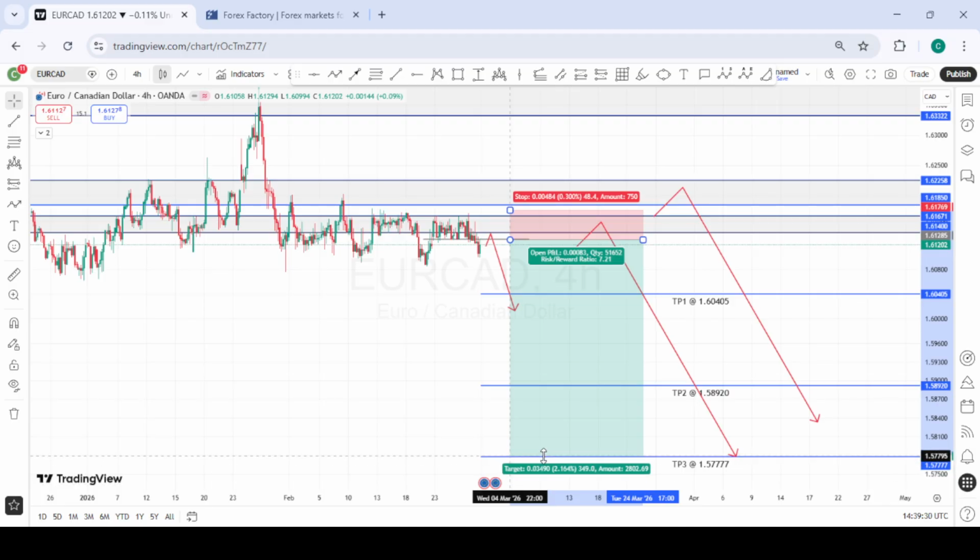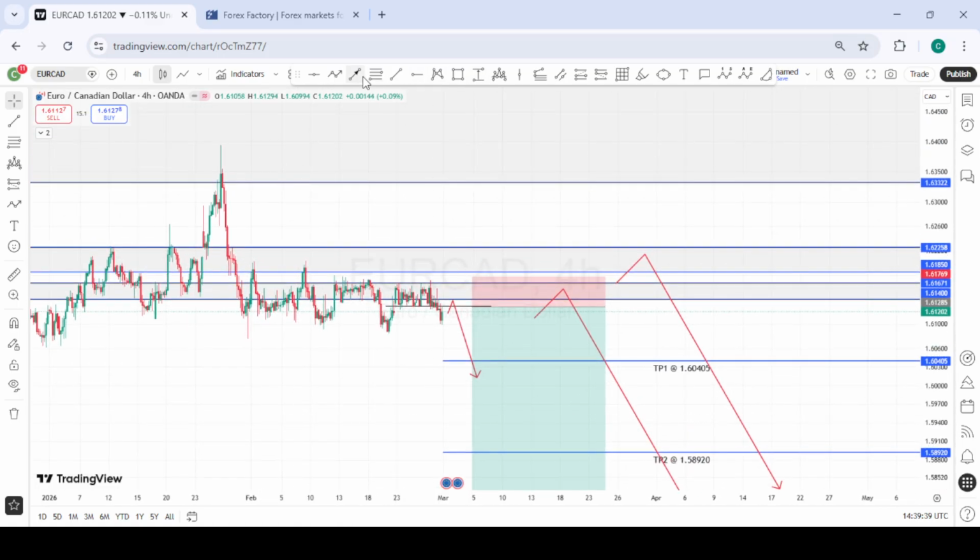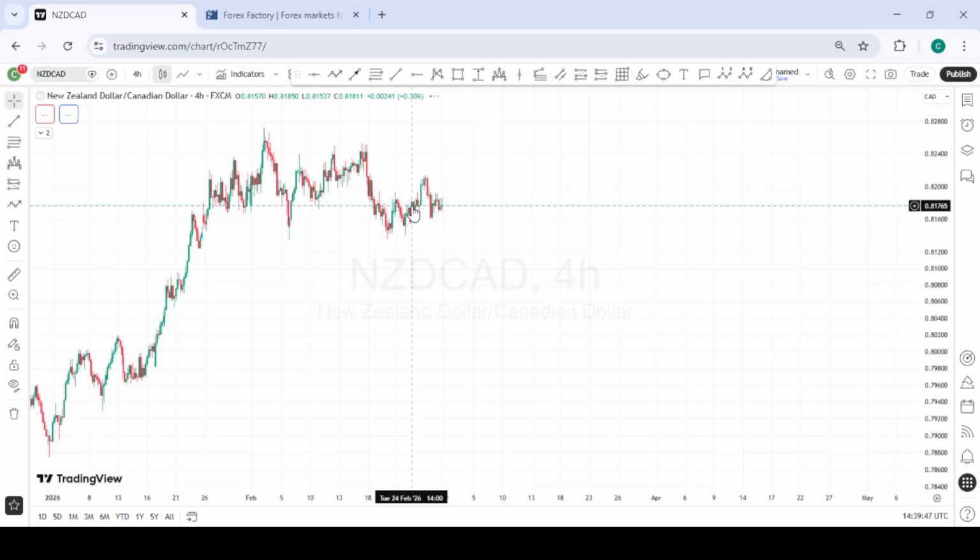So let's be patient and see how price develops next week before we take our shots on EURCAD. Should price break above the zone, then we'll be considering the bullish side of things for EURCAD. So we are very bearish now.